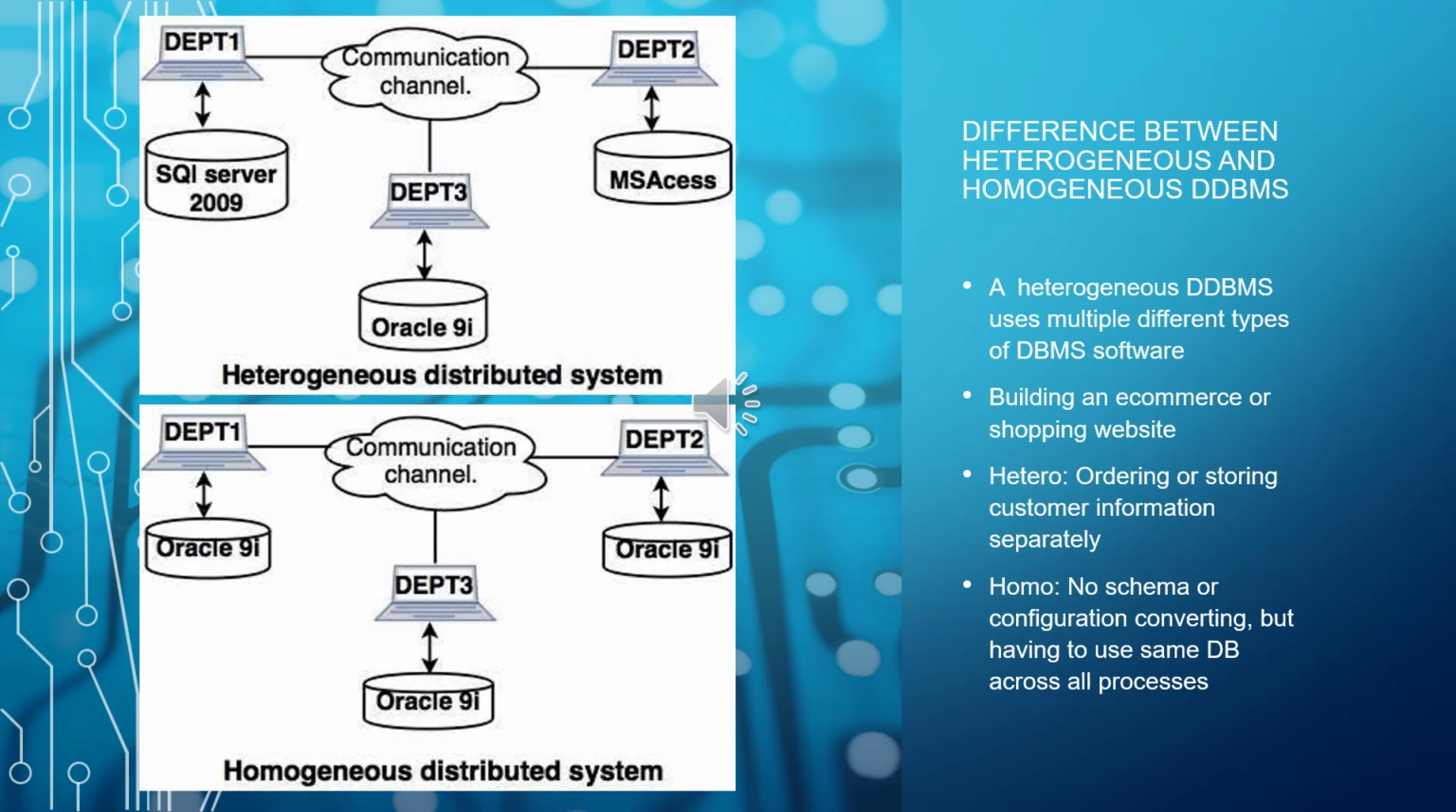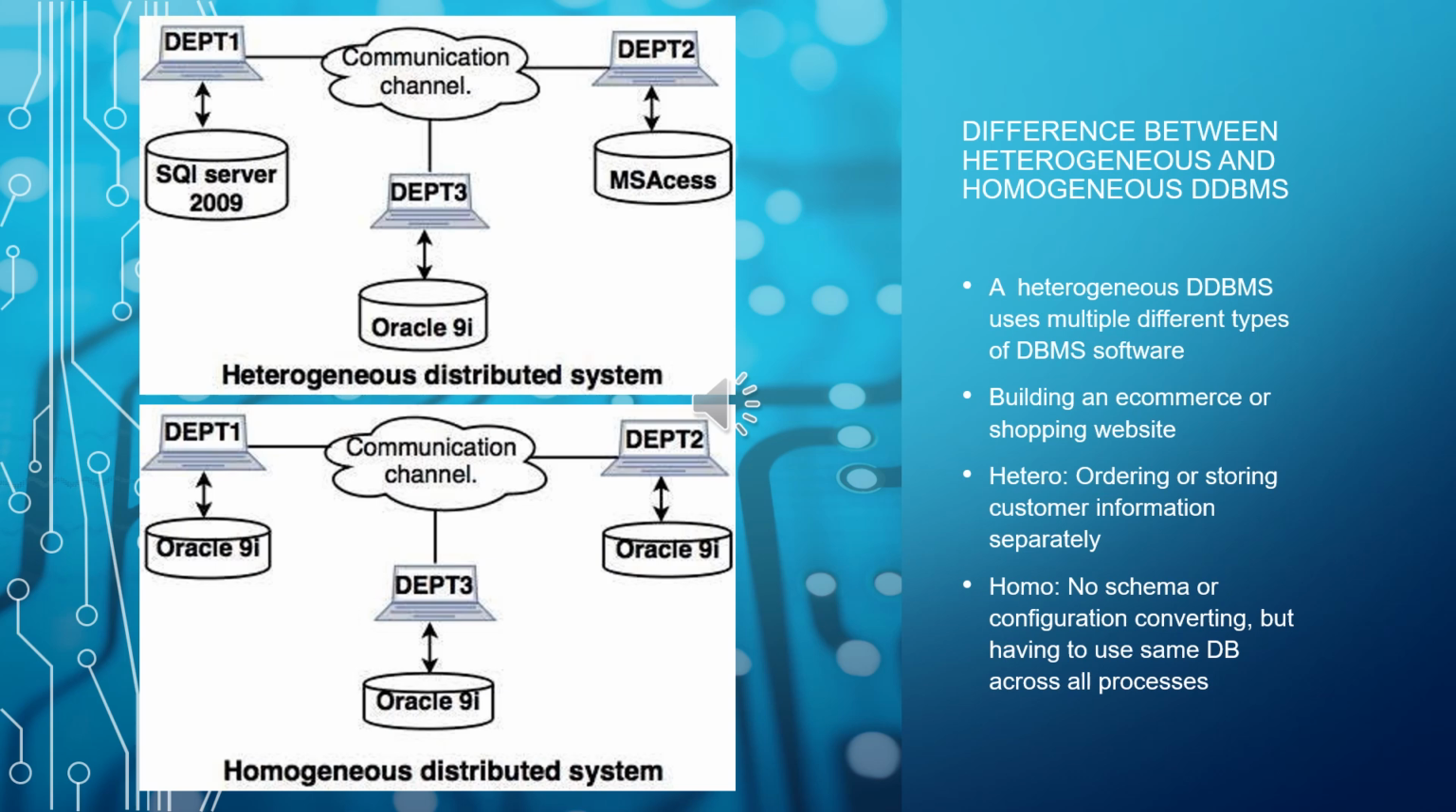The difference between a heterogeneous DDBMS and a homogeneous DDBMS is that a heterogeneous DDBMS uses multiple different types of DBMS software like MySQL, SQL Server, or Oracle. A homogeneous DDBMS just uses one, like maybe SQL Server.